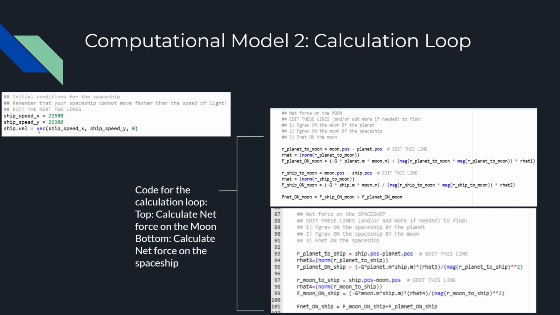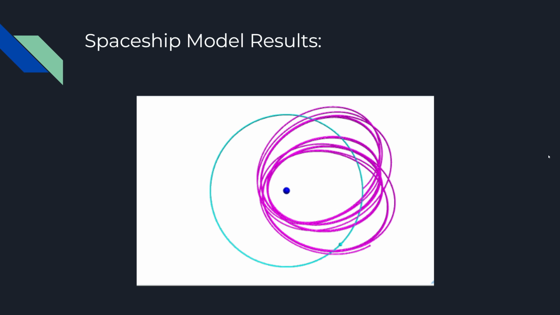And then these are our initial conditions. This is the initial conditions I set for x and y. Notice that it cannot move faster than the speed of light. And this is how the model looked.